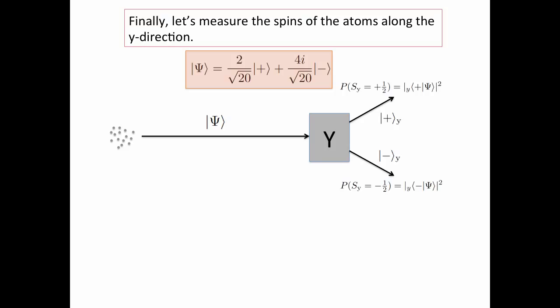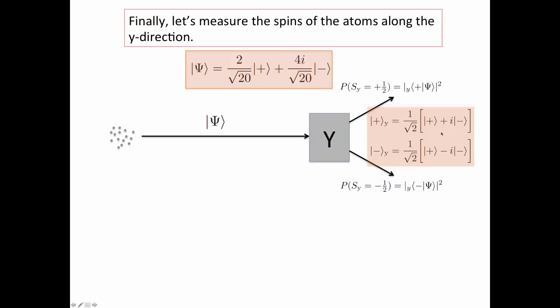To finish this off, let's look at the spin along the y direction. So this time we feed our beam of atoms with the state psi into a Stern-Gerlach apparatus aligned with the y-axis. We'll get again a split into 2 beams, denoted this time by the kets plus with a subscript of y and minus with a subscript of y, and the probabilities are given by these formulas that should be becoming more familiar now. Again, we have to make use of the fact that the plus and minus ket vectors along the y direction can be written in the following way as combinations of the plus and minus vectors along the z direction.